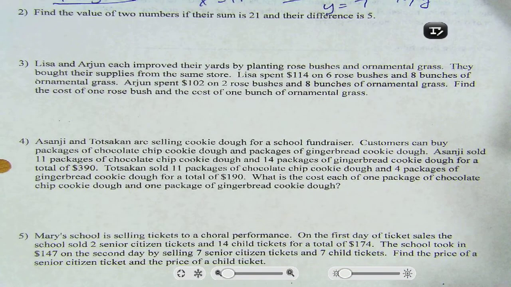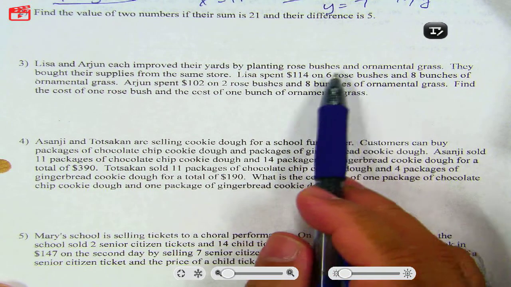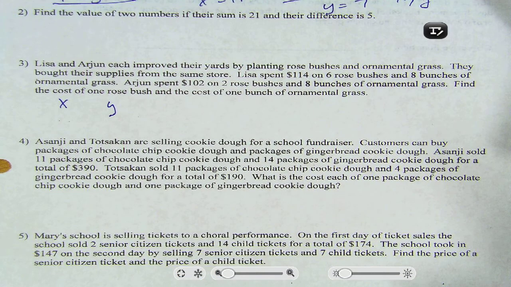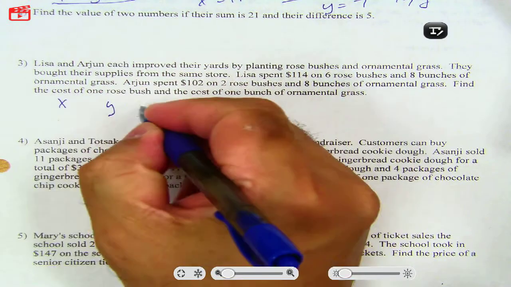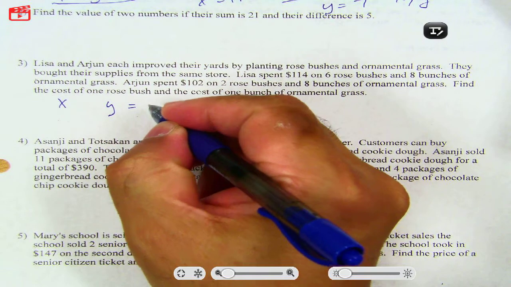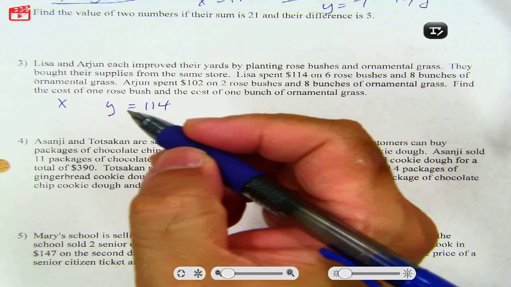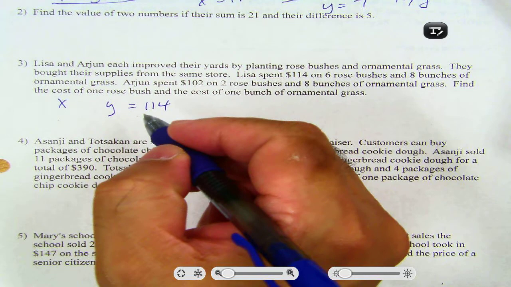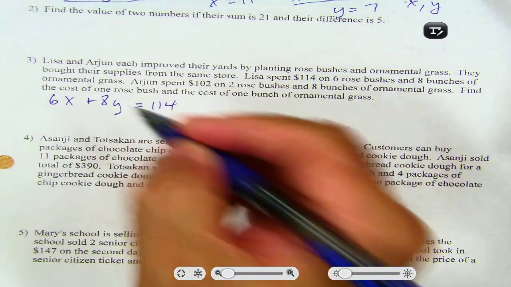Lisa and Arjun each improve their yards by planting rose bushes and ornamental grass. So that's a way to introduce my 2 variables, bushes and grass, so x and y. They brought their supplies from the same store. Lisa spent $114 on 6 rose bushes and 8 bunches of grass. And remember, we're going to do x as rose and y as grass. So that's going to be 6x plus 8y equals 114.